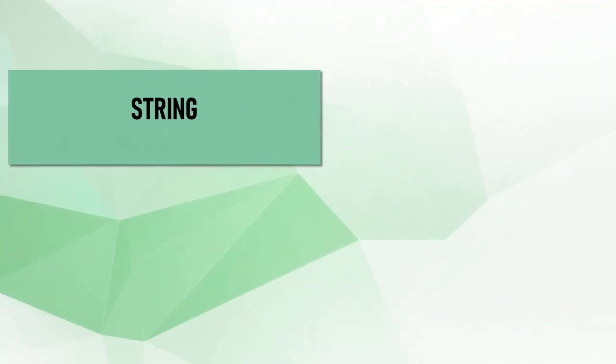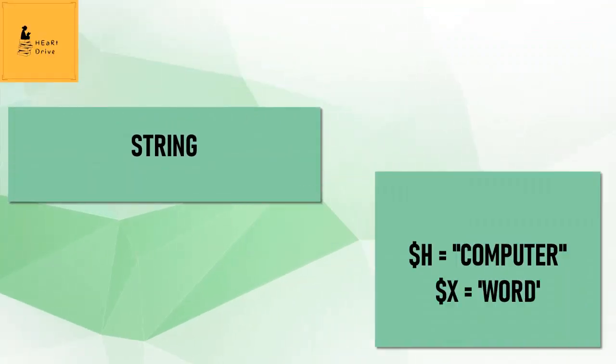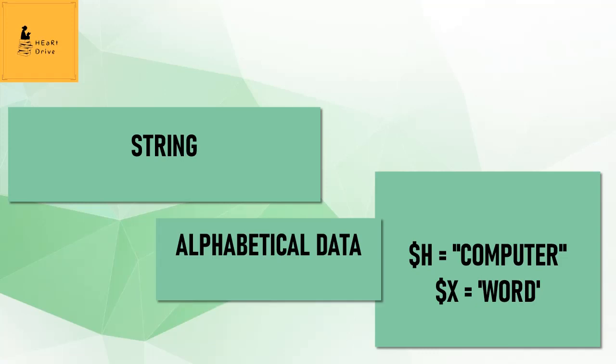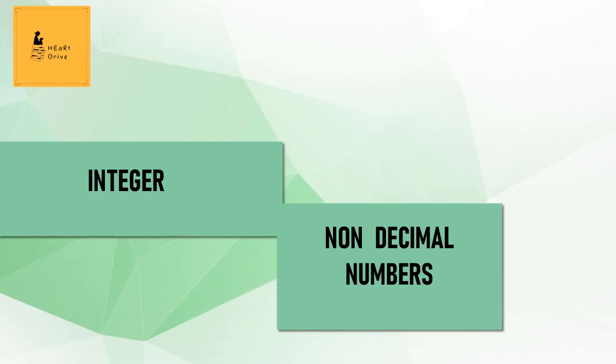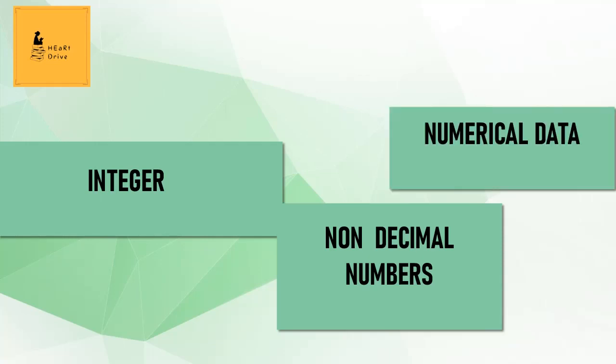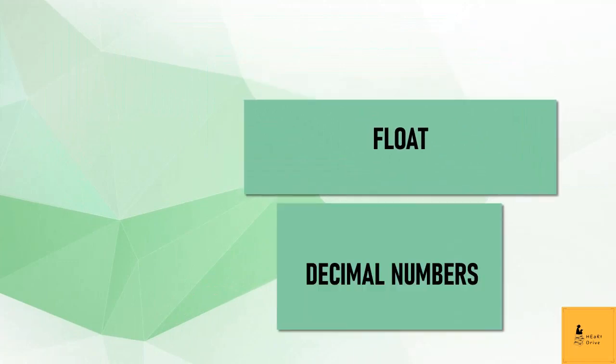String. String is a collection of characters within double or single quotes. Strings are alphabetical data. Integer. Integer is a data type which contains non-decimal numbers. It represents numerical data, example 56, 74, etc. Float. Float contains decimal numbers. Example 56.4, 28.5.